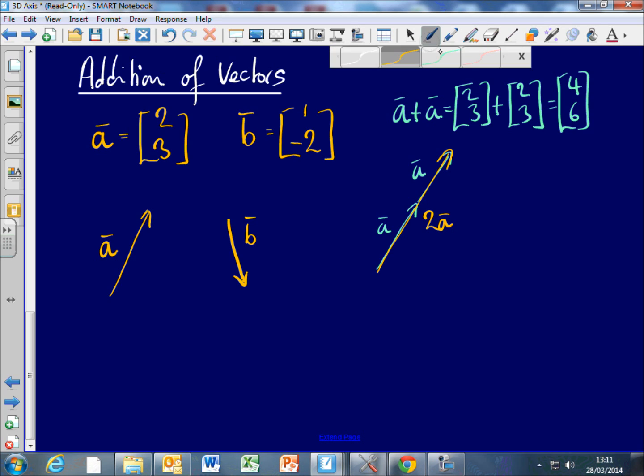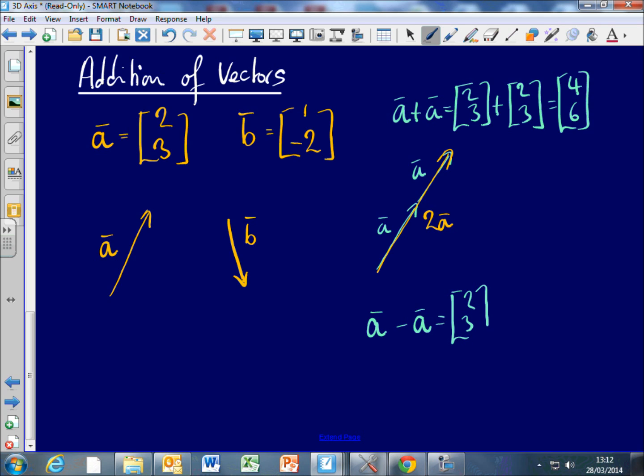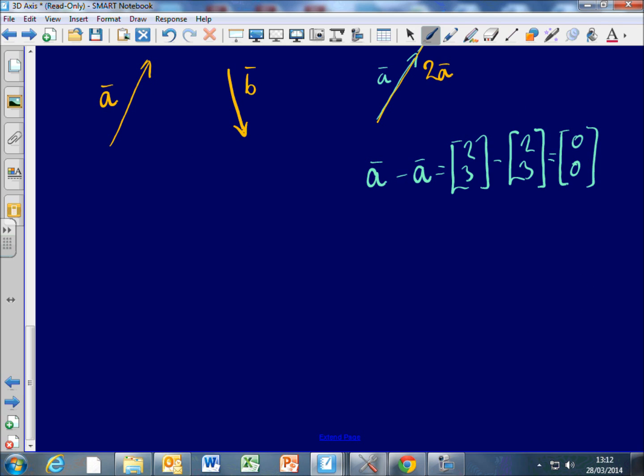Before I do A add B, let's do A take away A. Well, this is the same as 2 over 3 take away 2 over 3. So what vector do I get then? 0, 0, yeah. Okay, which is basically saying this: if I have the vector A, and remember, if you want to add these vectors, then you get the next vector and you put it on the end of this one and add it on.